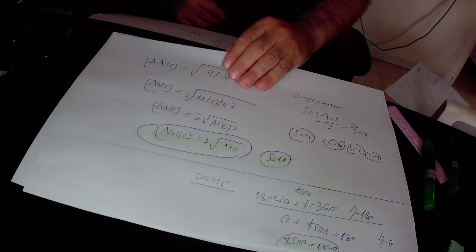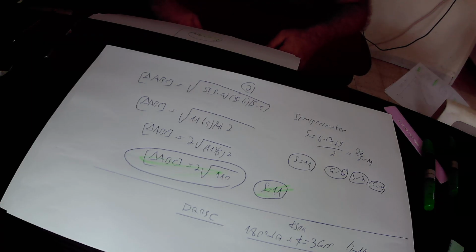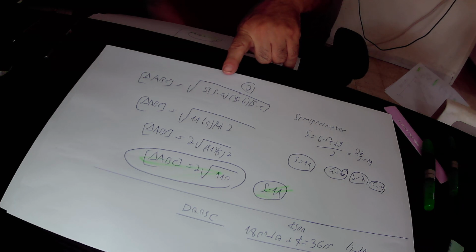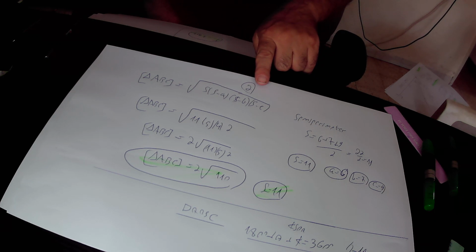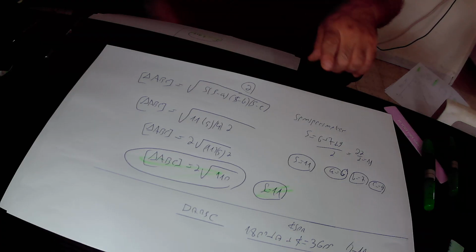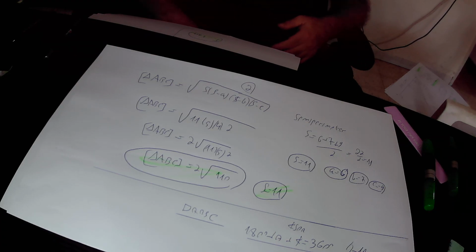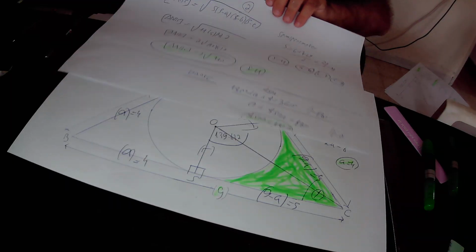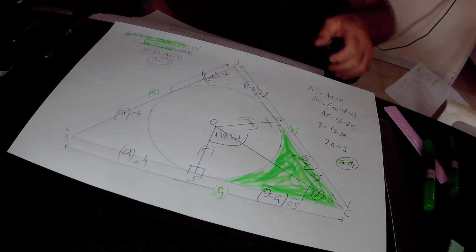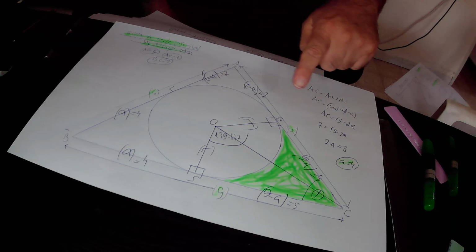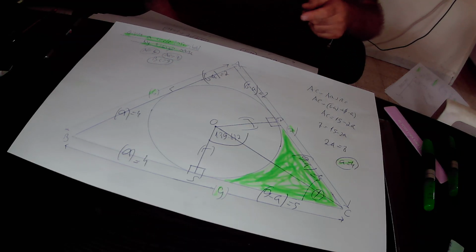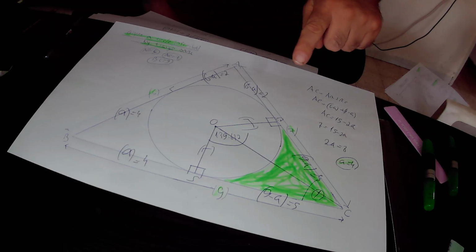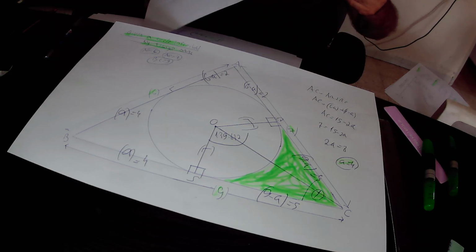We have a special formula for the area of the triangle. The area equals the square root of s times s minus a times s minus b times s minus c. s is the semi-perimeter of triangle ABC. The semi-perimeter of any triangle equals the perimeter over 2, that is a plus b plus c over 2, or 6 plus 7 plus 9 over 2.